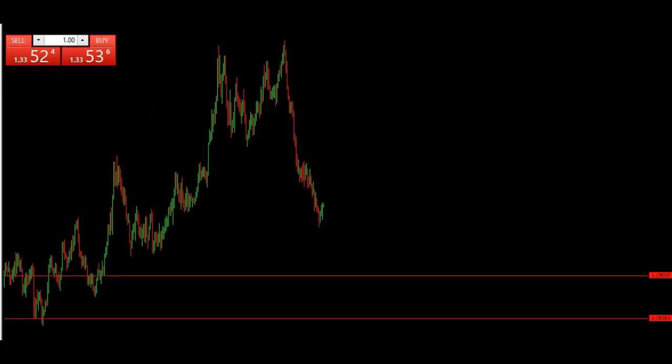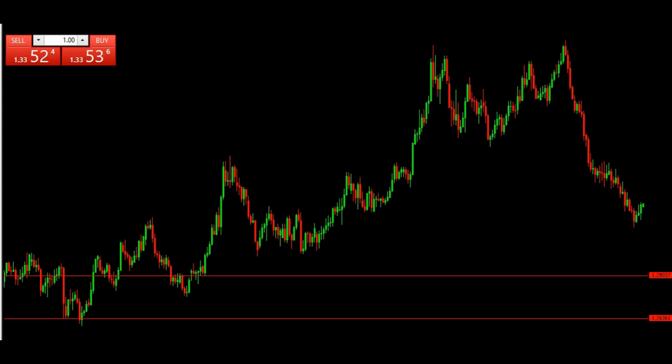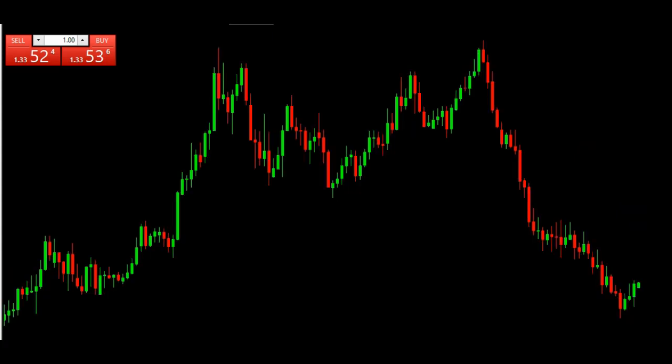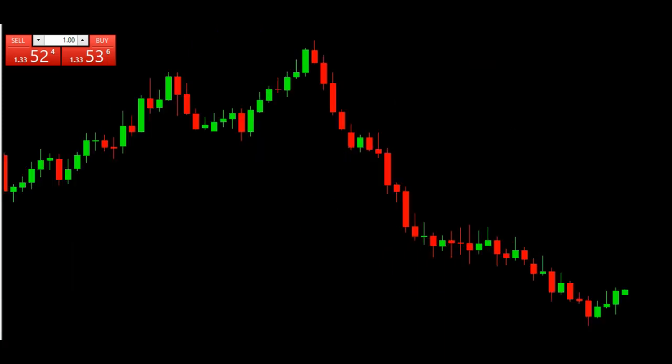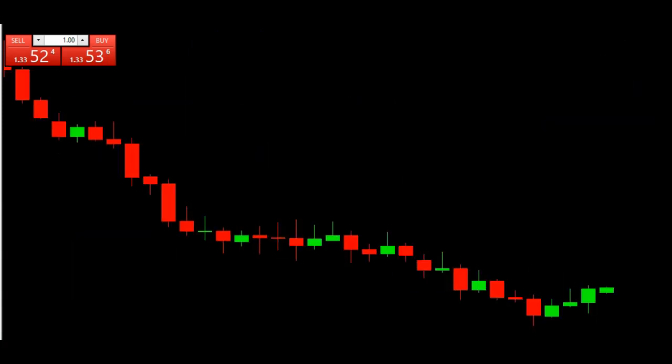We have GBP USD. You guys know the correlation, right? GBP USD, NZD USD, AUD USD, and Euro USD move similar. They have a different cycle, but it's the same pattern. USD CHF, USD JPY, USD CAD, they move opposite. So if Euro is going up, USD CAD is going down. It's all the same correlation. It's the same cycle, but a different pattern.